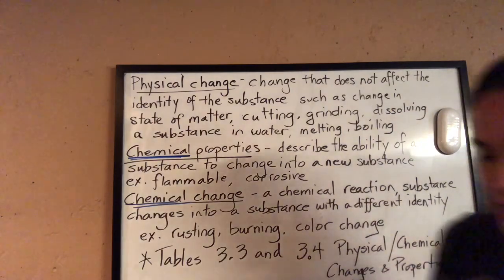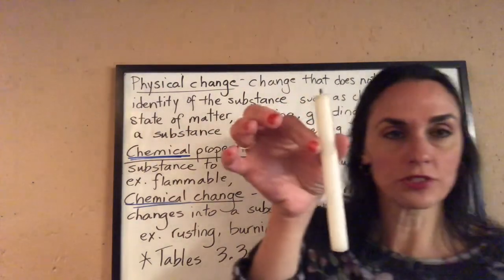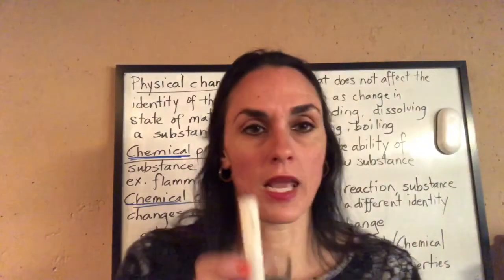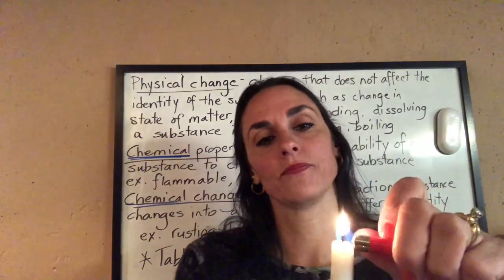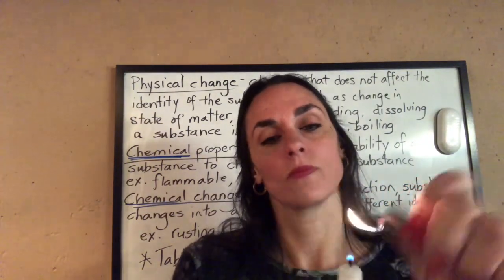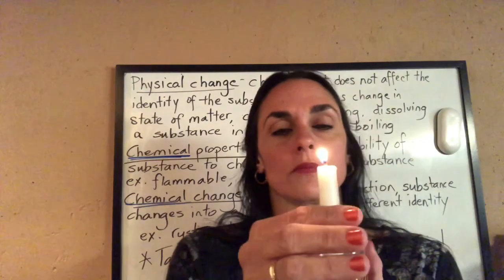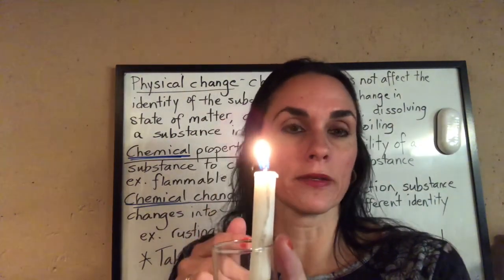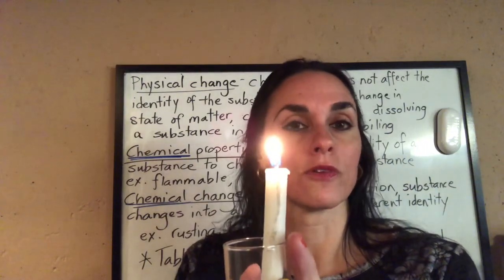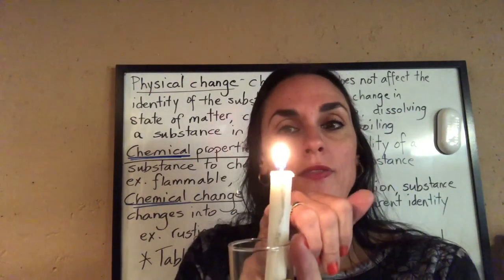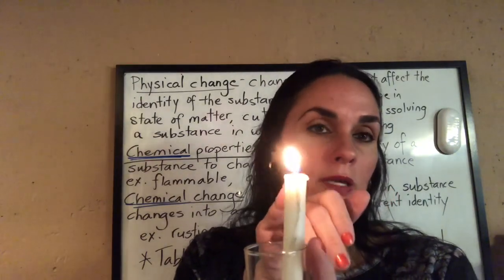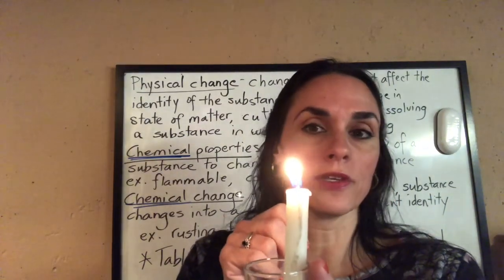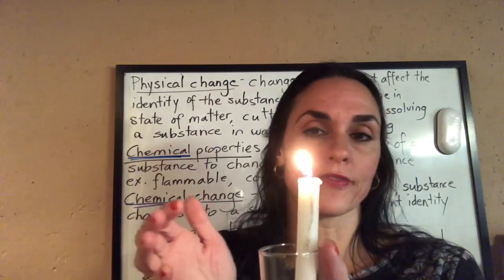Before I conclude this video, here's a candle. Okay, if I light the candle, the wick is burning. Okay, the wick burning is a chemical reaction, a chemical change. That wick is going from a white color to a charred blackened color. You have a color change. Okay, heat is given off.